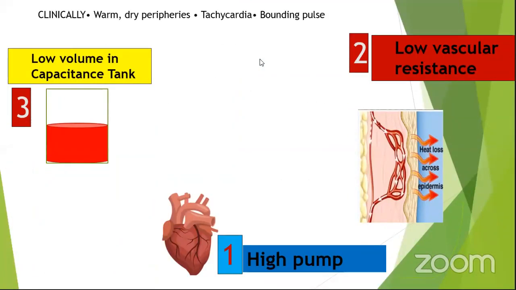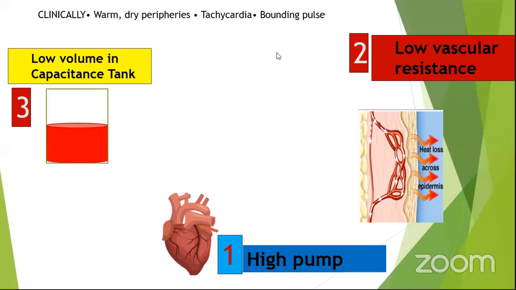So this scenario, we can just review the scenario together. This patient clinically has warm, dry peripheries, tachycardia, bounding pulses. If you go to his heart, the pump is high; the cardiac output is high. But if you go to the systemic vascular resistance with advanced modality, you will find the patient has vasodilatation. There is low vascular resistance. At the same time, the patient has low volume capacitance.